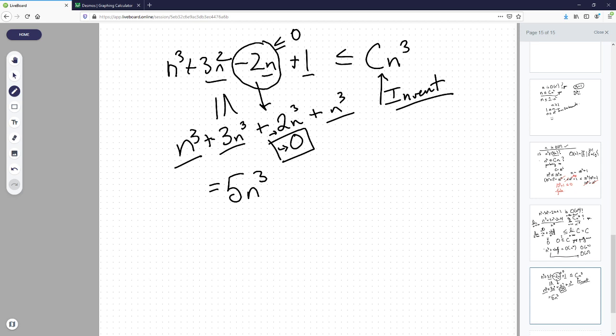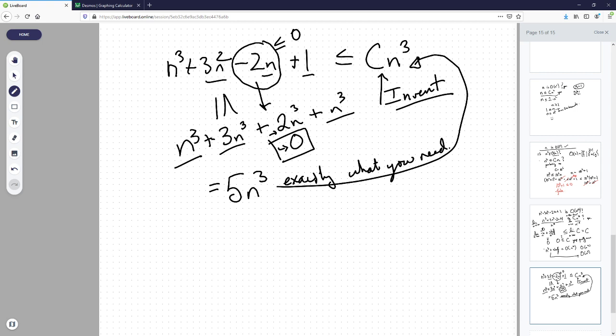But then what you see is that that's actually the exact thing that you need. I think that was the T. That's an L. Whatever. You got to cross your L's and dot your T's. So this 5n cubed is exactly what you need. You get to set the constant c to be 5, and then you're nice and happy.